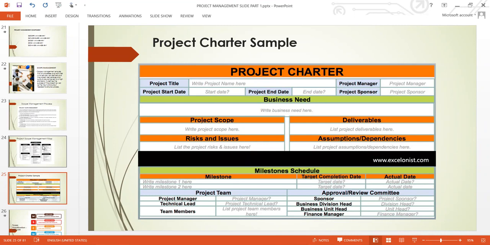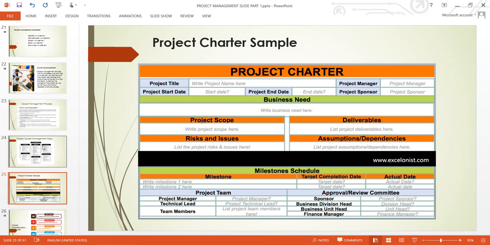And with this, I think you have an authoritative knowledge of the project charter. If you are starting a project today, I'm sure you are going to handle that project very well with this description and explanation of the project charter.